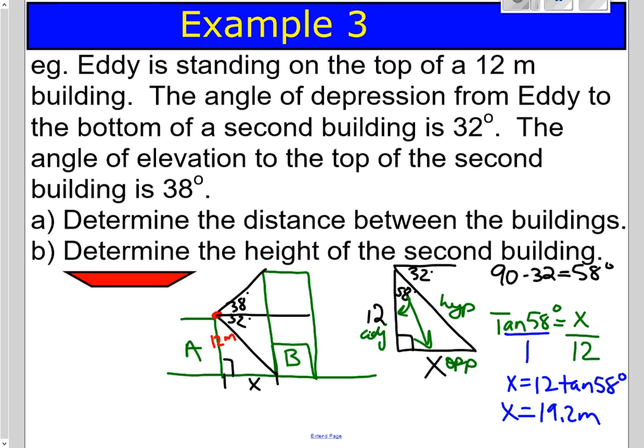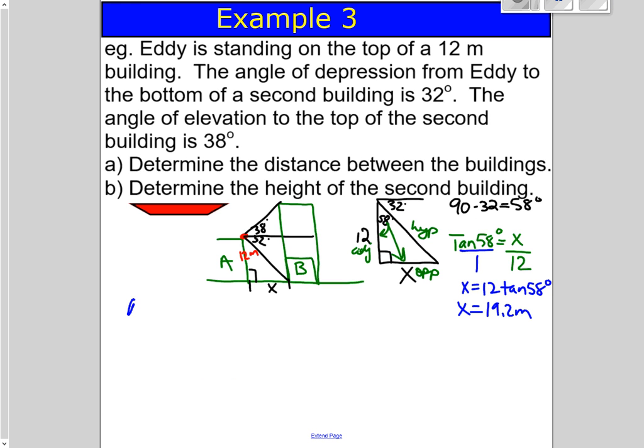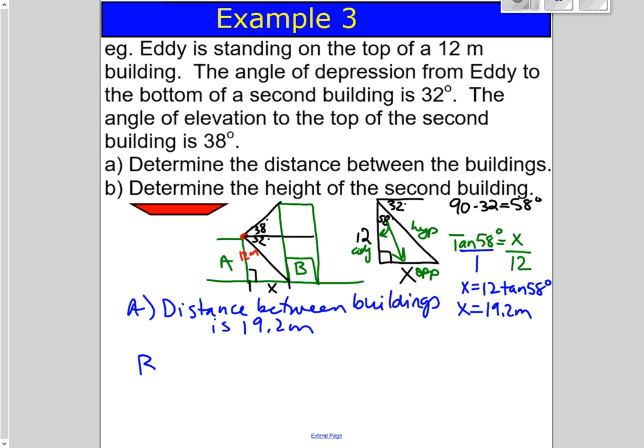So the distance between the two buildings, that was A, the distance between the buildings is 19.2 meters. All right, let's go for B. What is the height of the second building? Oh, jeepers. Okay, well, I know part of it.